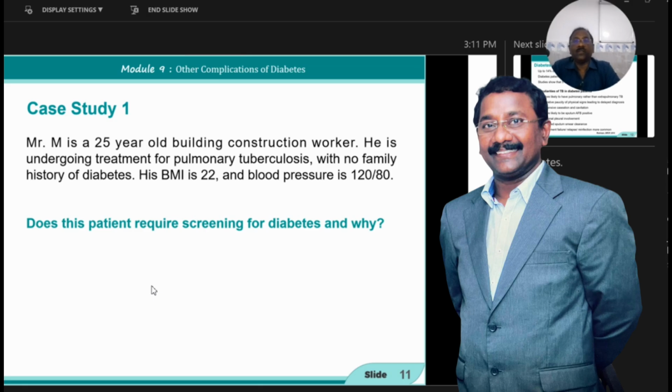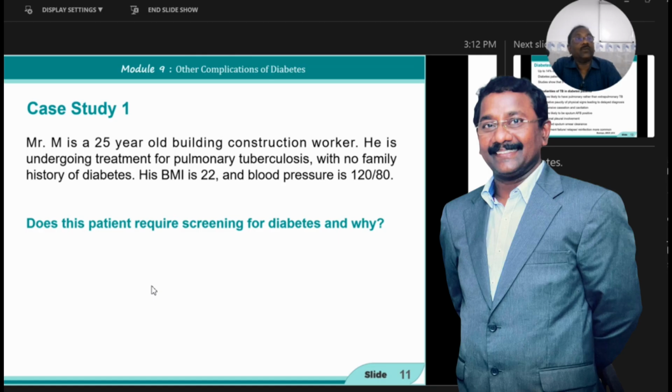Here is a 25-year-old male, a building construction worker, undergoing treatment for pulmonary tuberculosis with no family history of diabetes. BMI is 22, so he is normal, at his ideal body weight, and blood pressure is also normal. Does this patient require screening for diabetes? In India, all tuberculous people should be screened for diabetes.